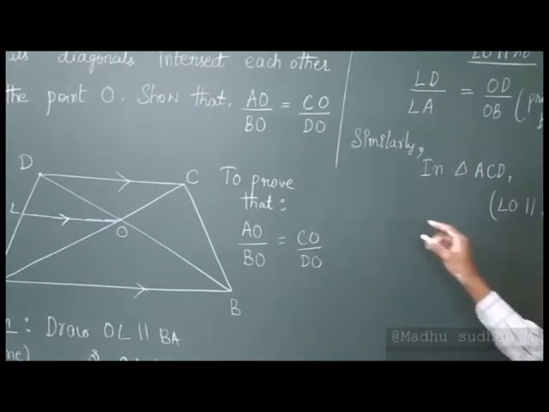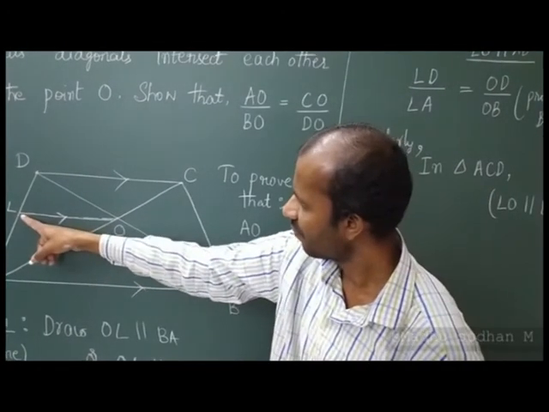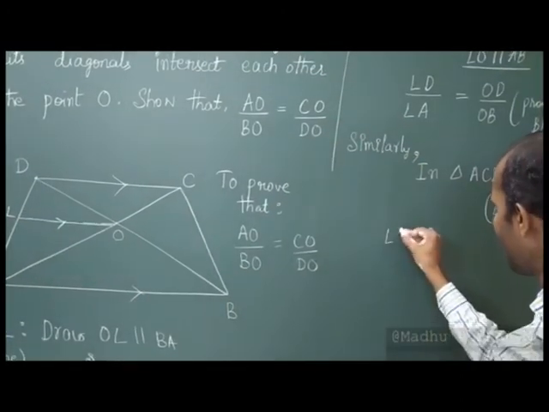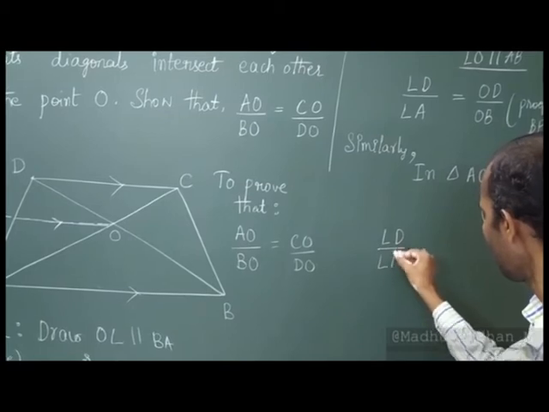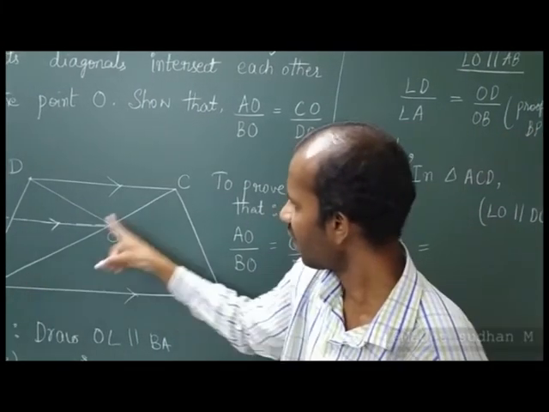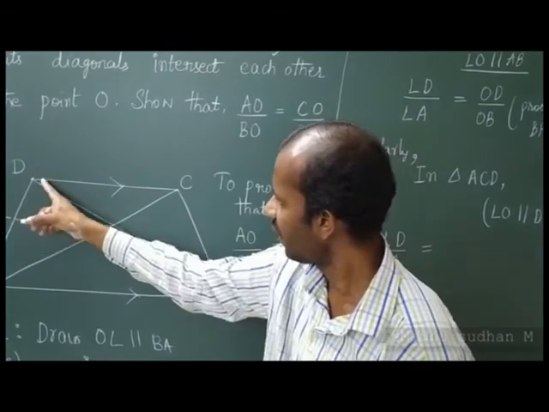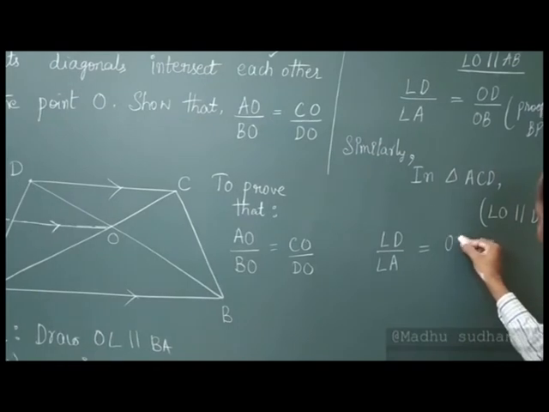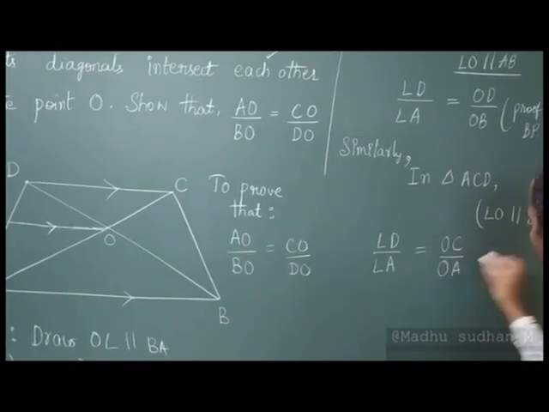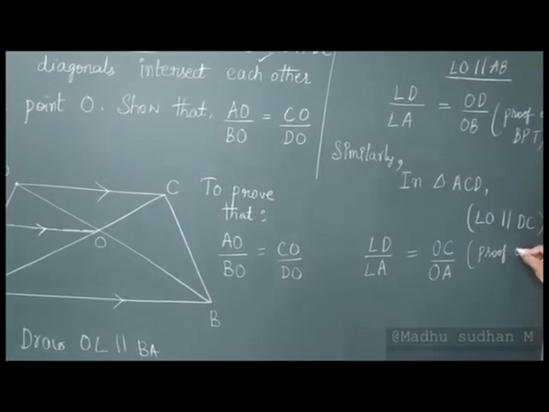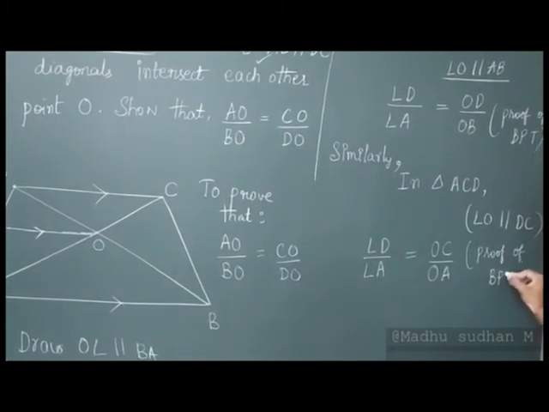So if I write the upper part here, LD by LA should be equal to, in triangle ACD, right? In triangle ACD, the upper part OC by OA. So this is your OC by OA. And what is this again? This is my proof of BPT.